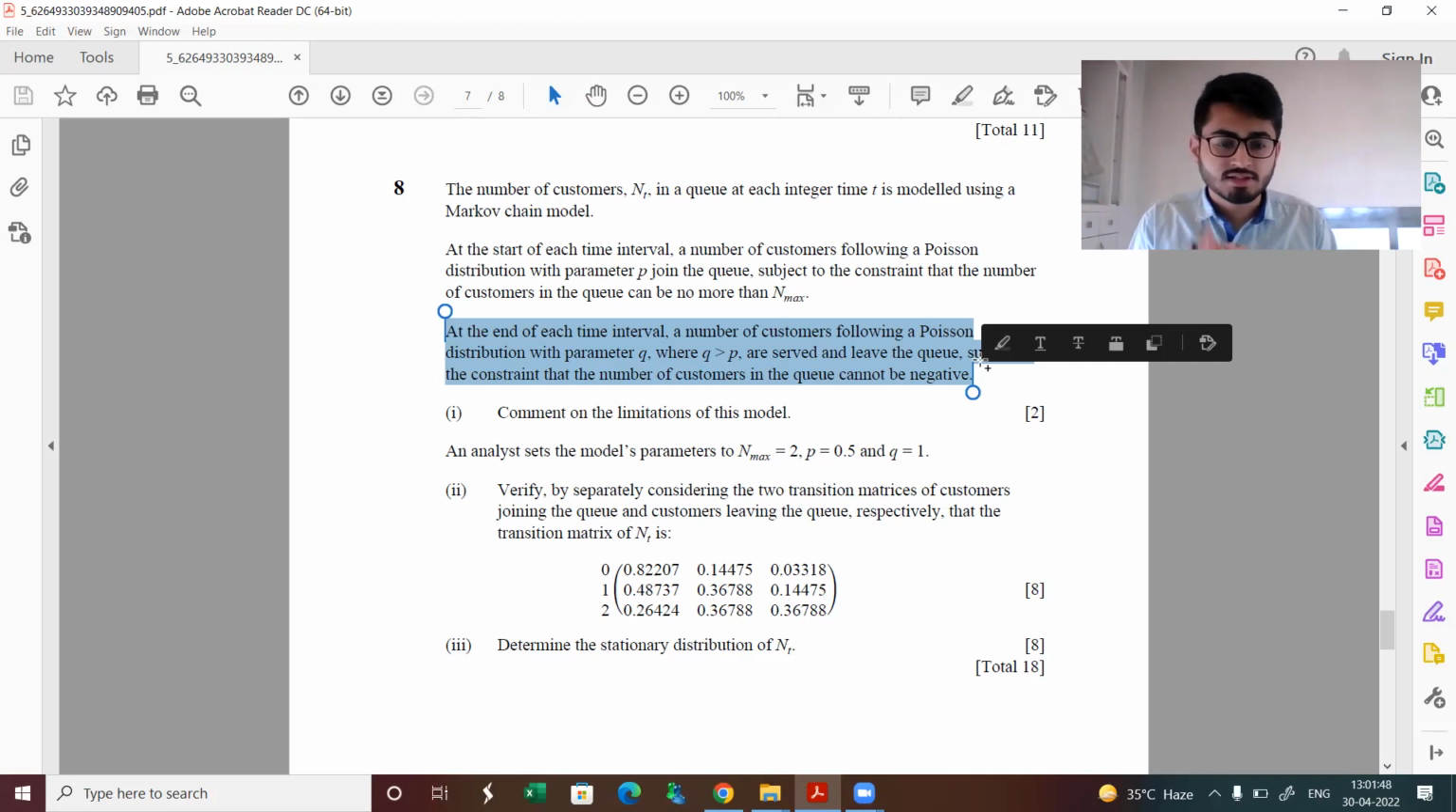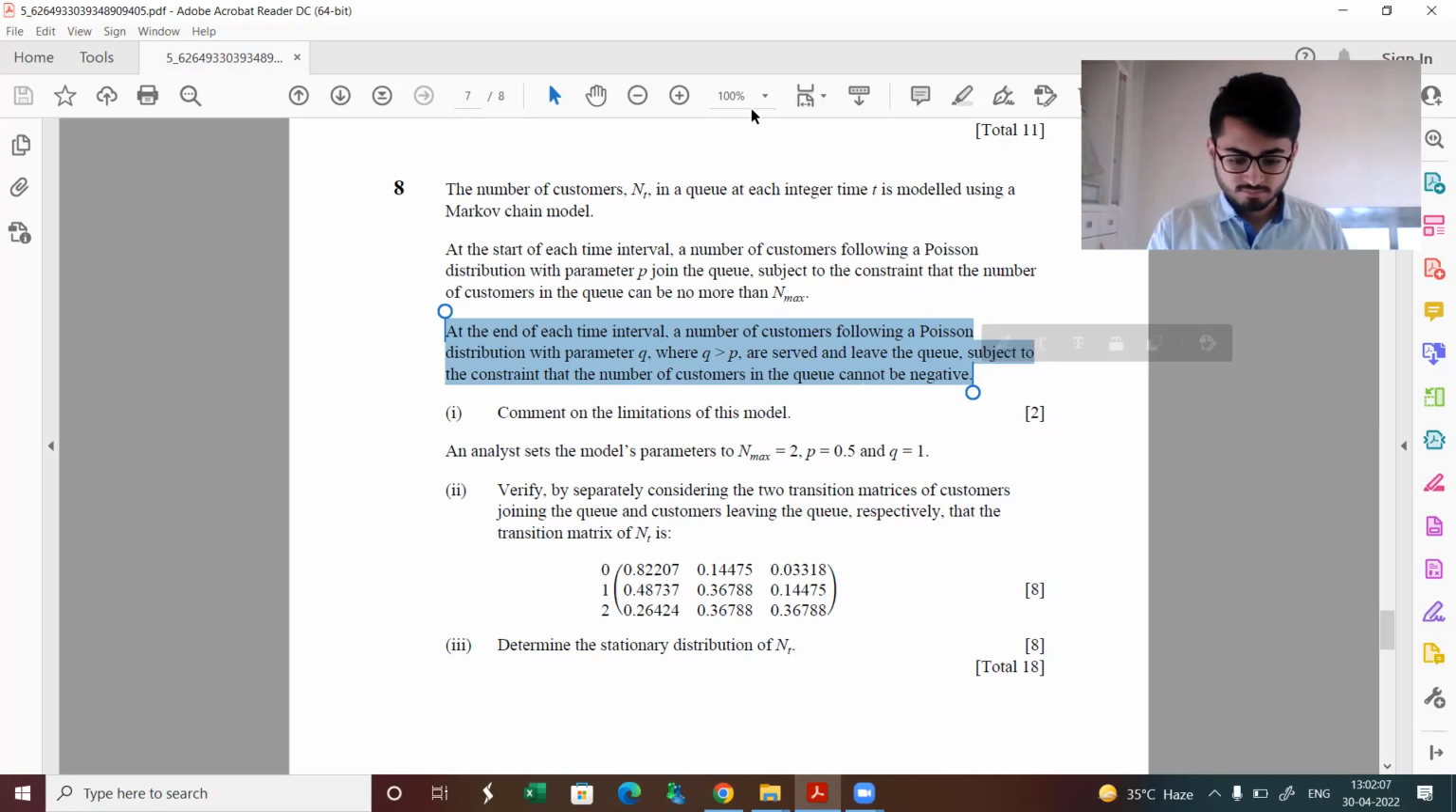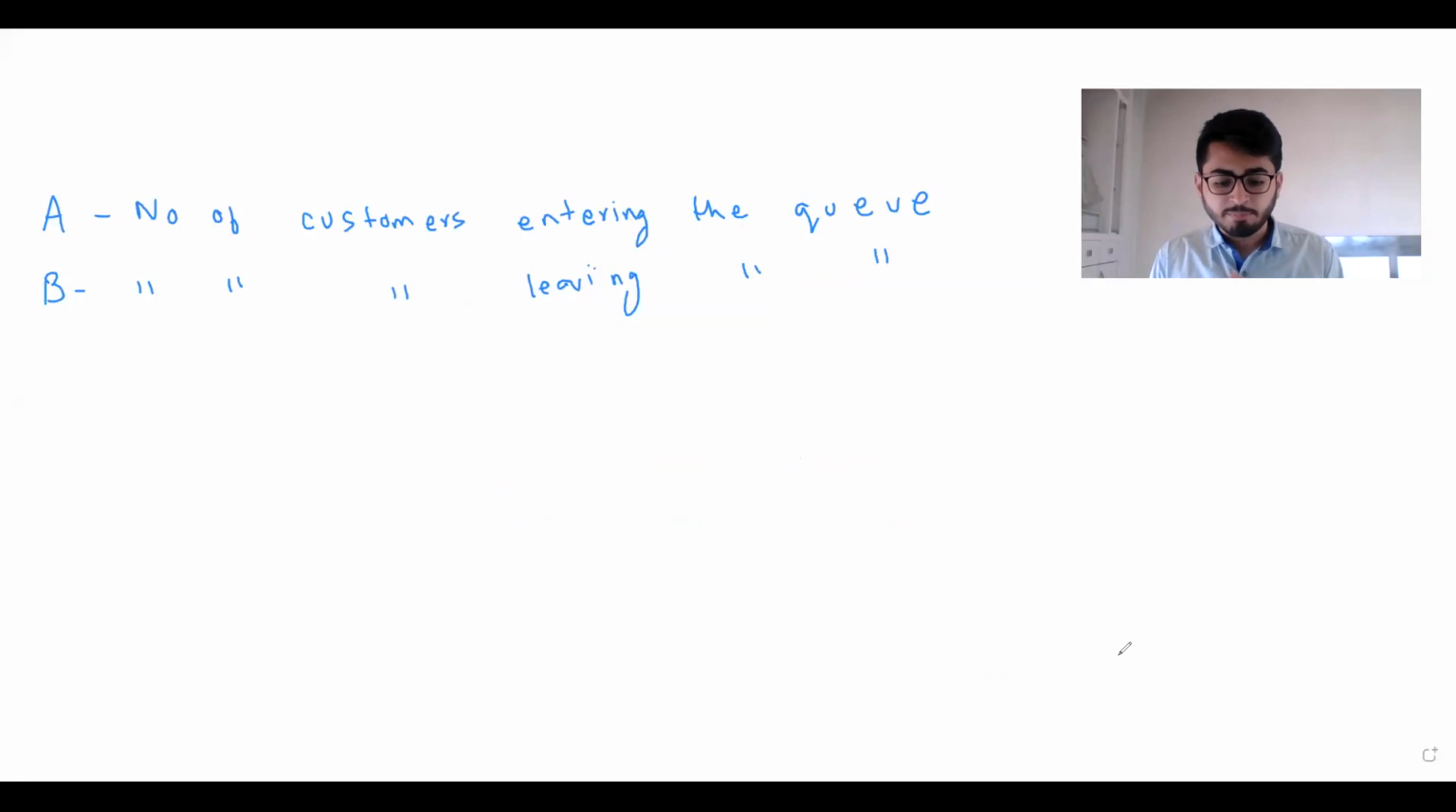So given the question, the state space already has been given. It is going to be 0, 1 or 2. So the number of customers that are going to be waiting at a queue, at each integer time will be either 0, 1 or 2. So now let's logically try to get each and every set of these probabilities. Before getting that, let me separately look at the probabilities of the customers entering the queue and separately the probability for the customers leaving the queue.